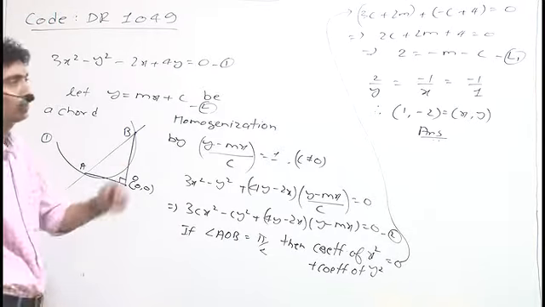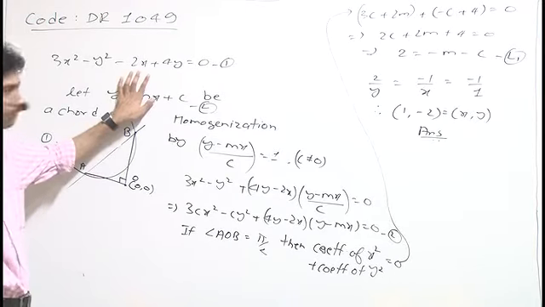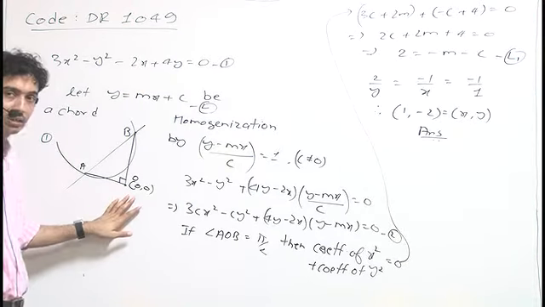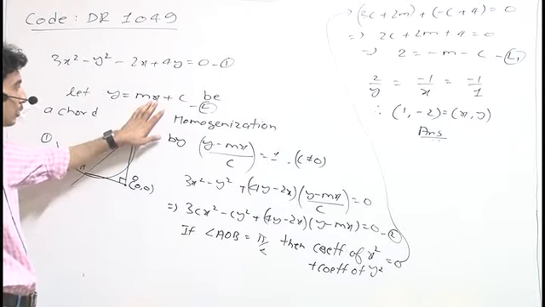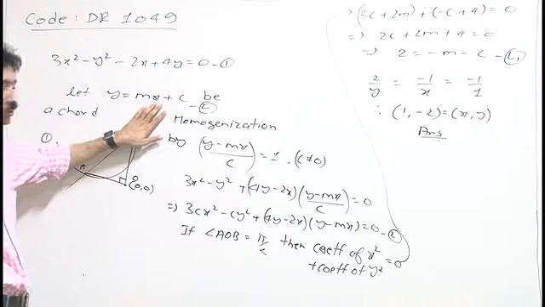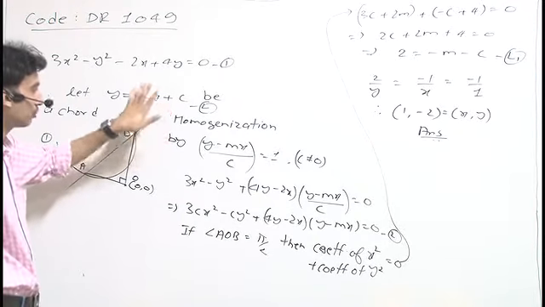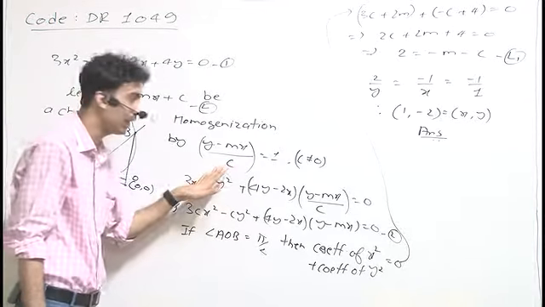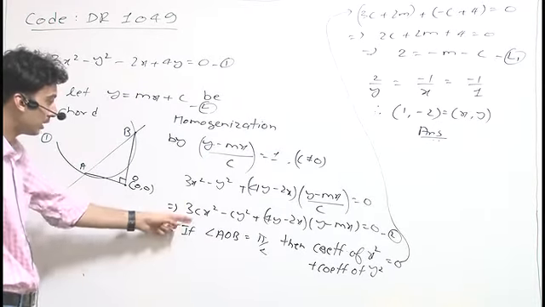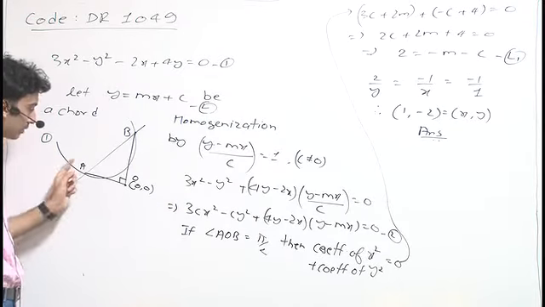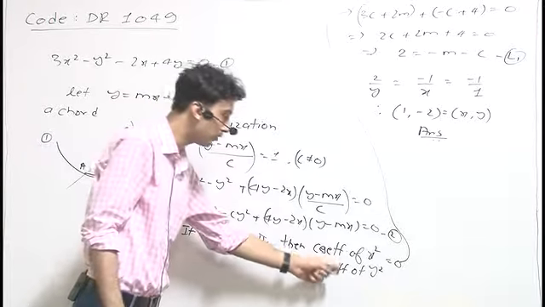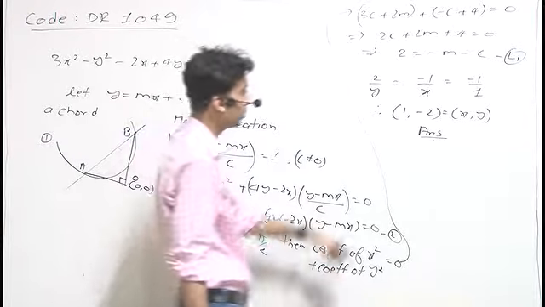Now we summarize the question again. We have the curve and we have to show that all the chords which subtend a right angle at the origin are concurrent. So first of all, we have assumed this chord. Now we will use the concept of homogenization. For homogenization we make 1 by the given line and then we homogenize curve 1. After homogenization, equation 2 shows the combined equation of OA and OB. If angle AOB is 90 degrees, then the coefficient of x squared plus the coefficient of y squared must be 0.